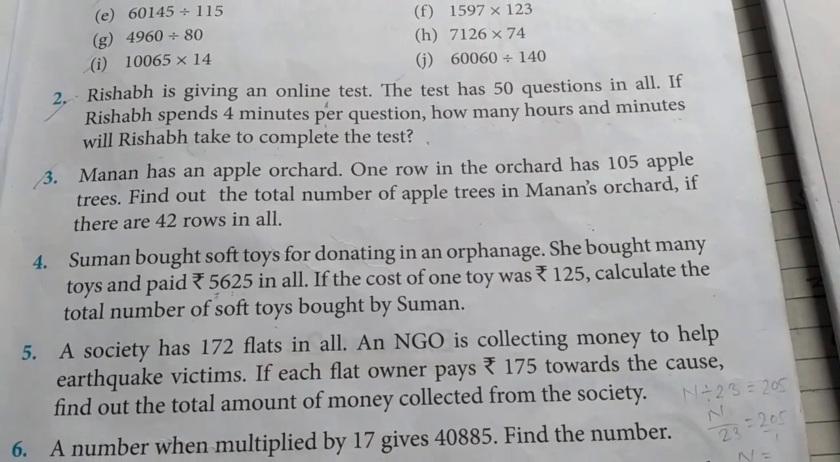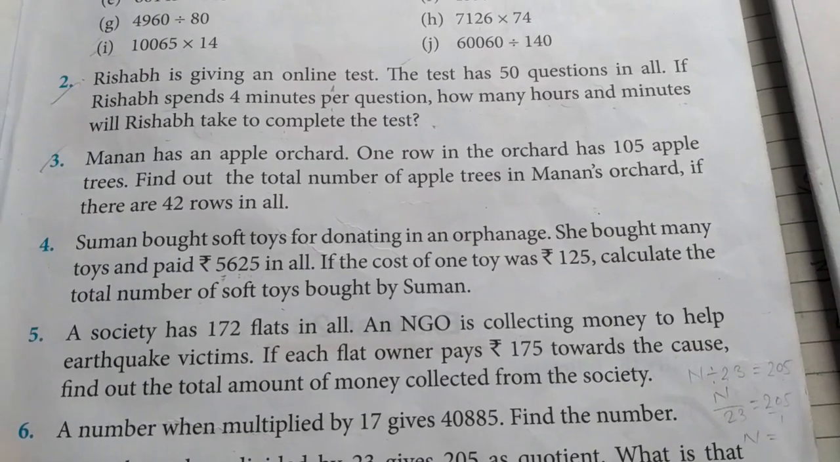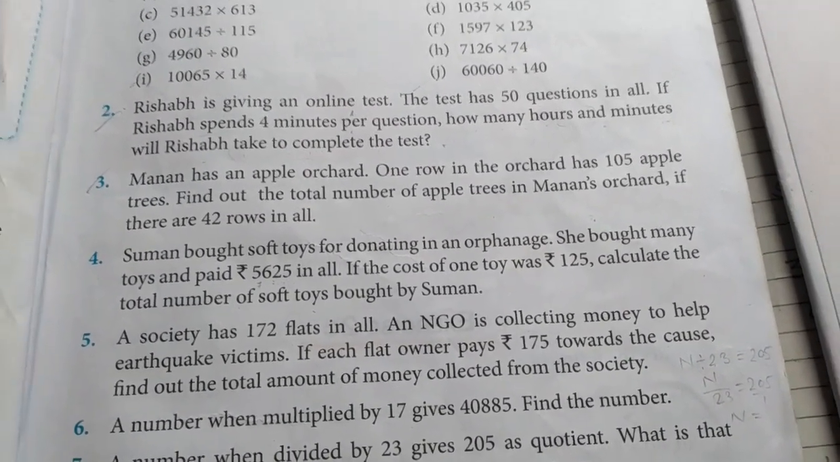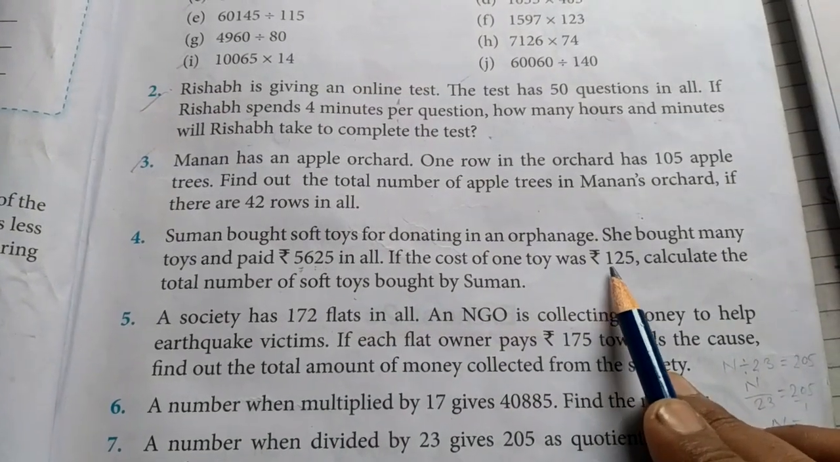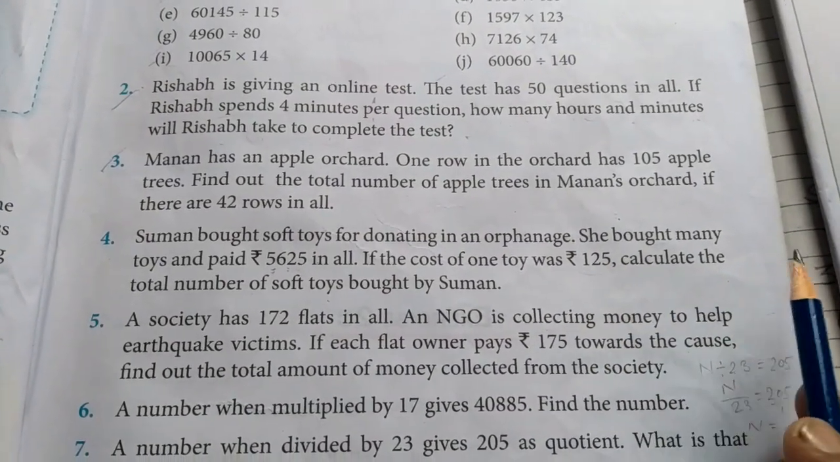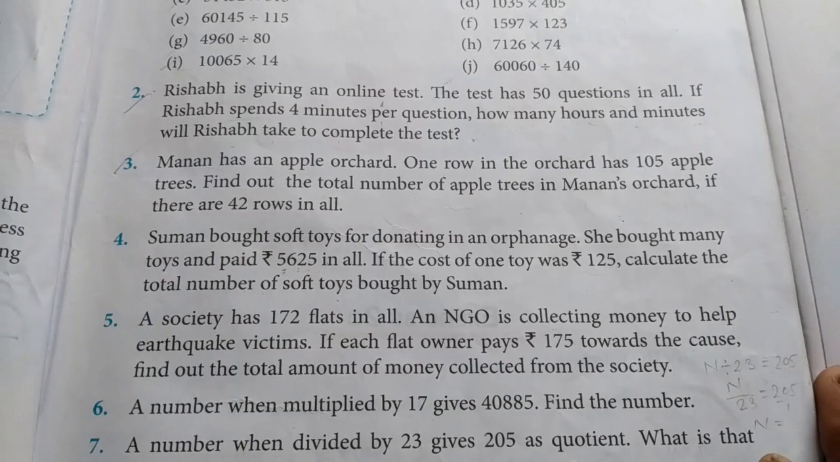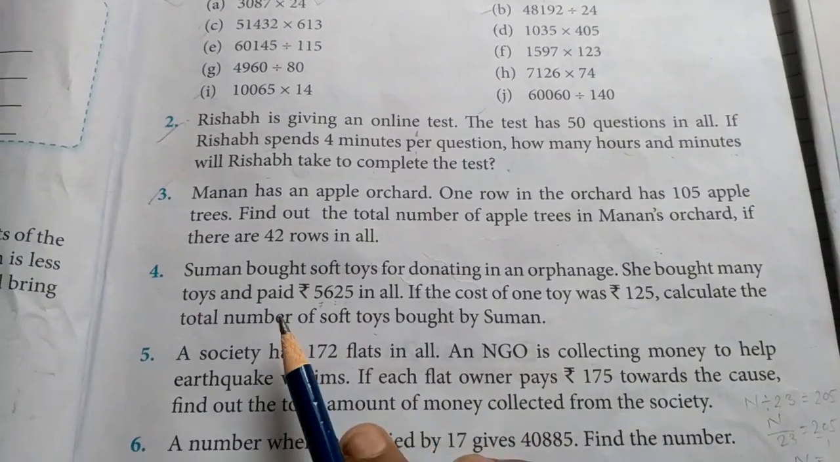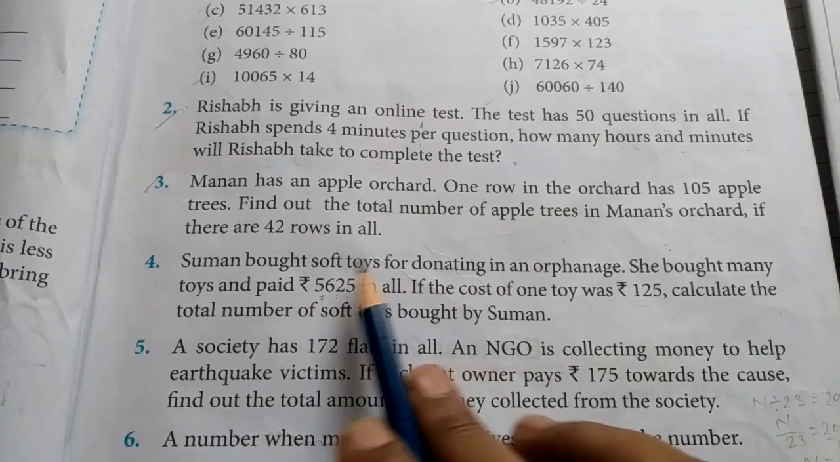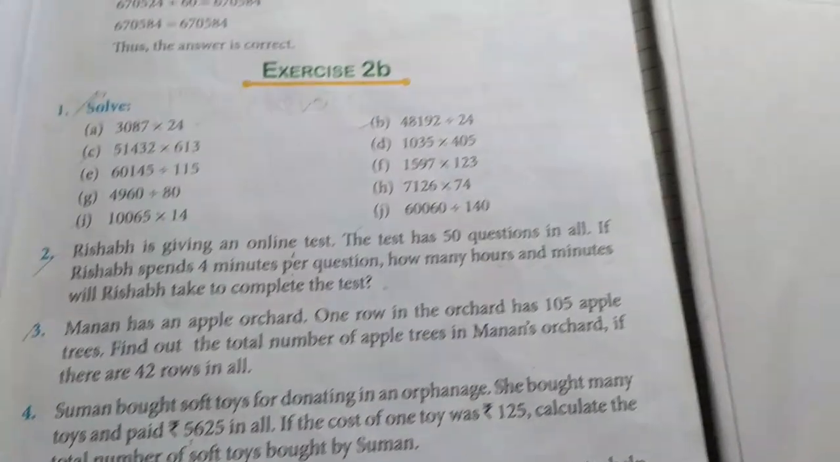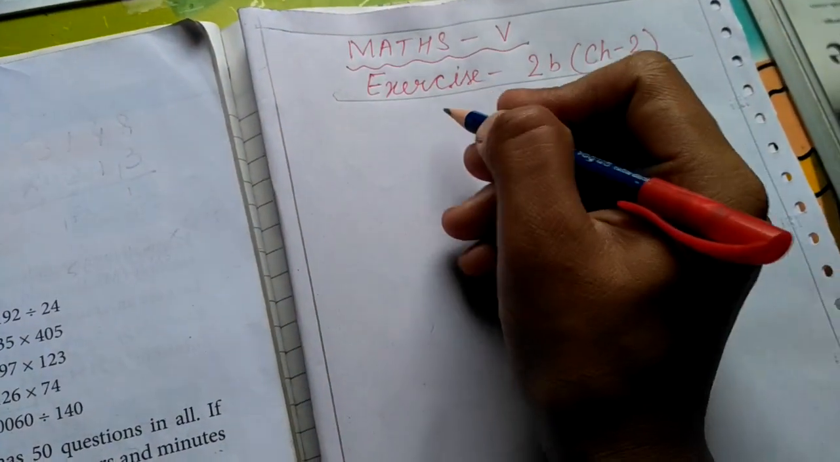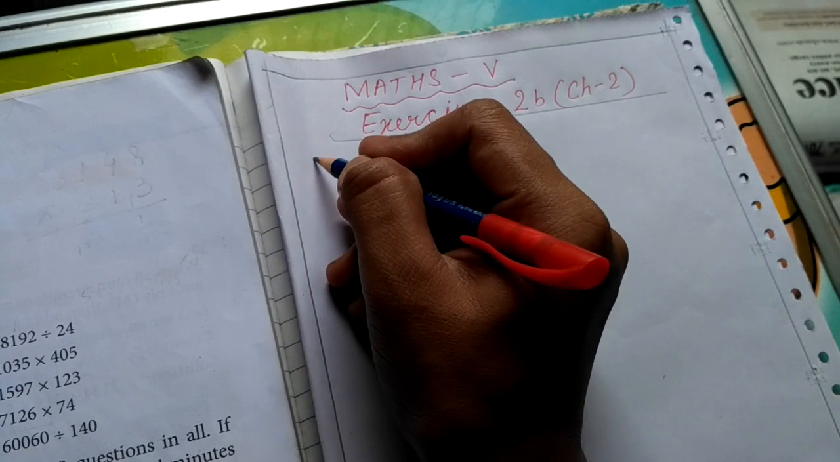Then which mathematical operation is going to be applied over here? It means you have to find out, out of rupees 125, 125, 125 each, how many toys you have purchased in all with this much amount of money. Then what will be our approach? This is question number 4.